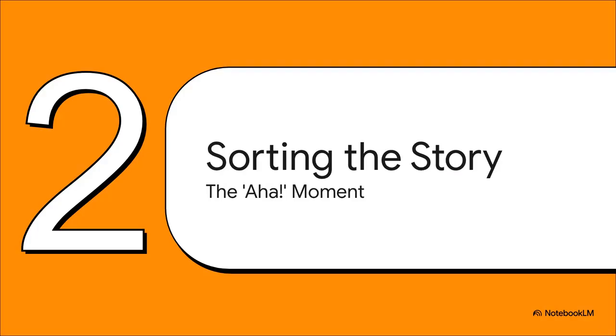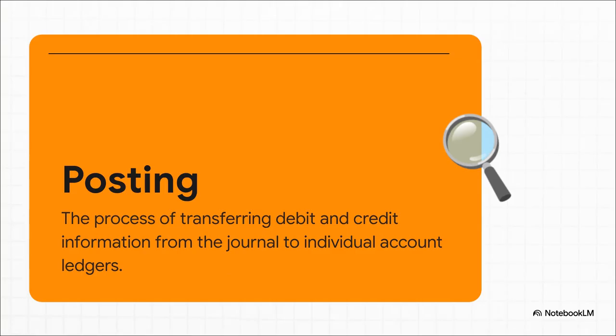The solution is a process that takes our big chronological diary and sorts everything into these neat, organized categories. And this is what we call posting. Now, don't let the formal definition scare you. Posting is, at its heart, just a sorting job. That's it. We take each line item from that big, messy journal and we move it to its own special page, or ledger. So you'll end up with one page just for cash, another one just for sales, one for rent, and so on for every account.